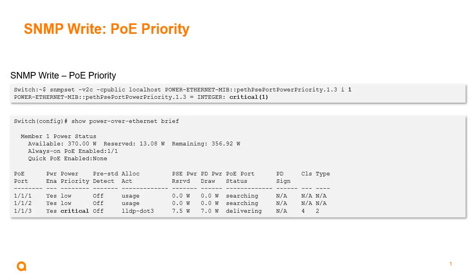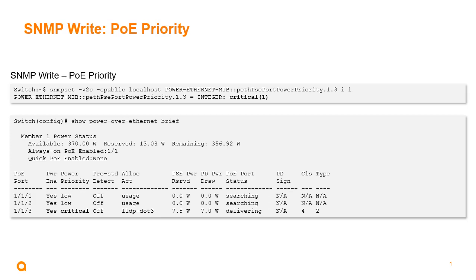Moving on to our SNMP Write enhancements, first we'll have PoE priority. As we see here at the top, we run our SNMP set command to change the priority. In this one, we can see the whole string here for the PSE port power priority, the port index, and then the actual port number, which is port 3 here. So the 3 equals 1/1/3 as we would see on the switch interface table.